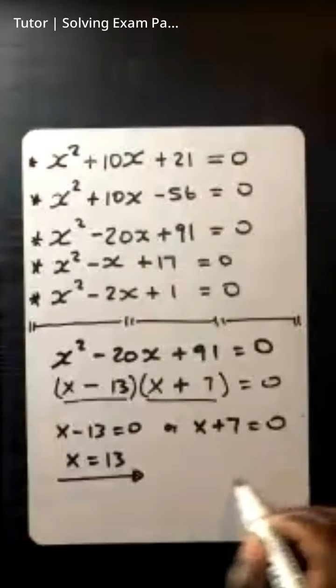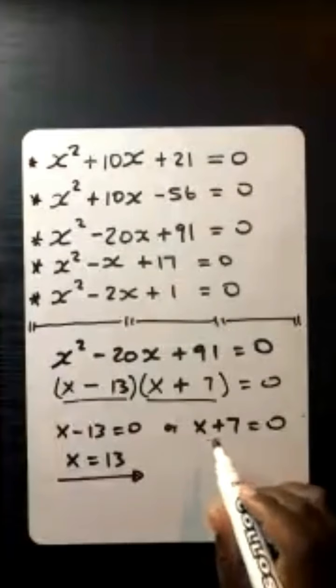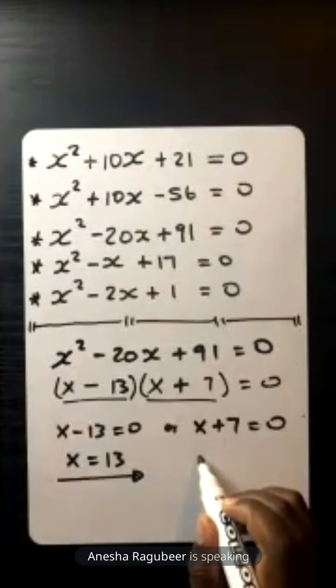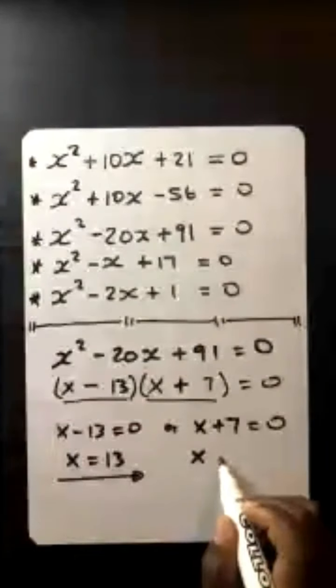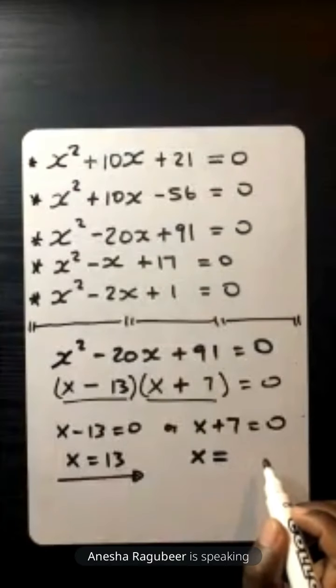So, sir, what am I writing on the next step? You can just guide me in terms of what to write. So it will be x equals negative 7.